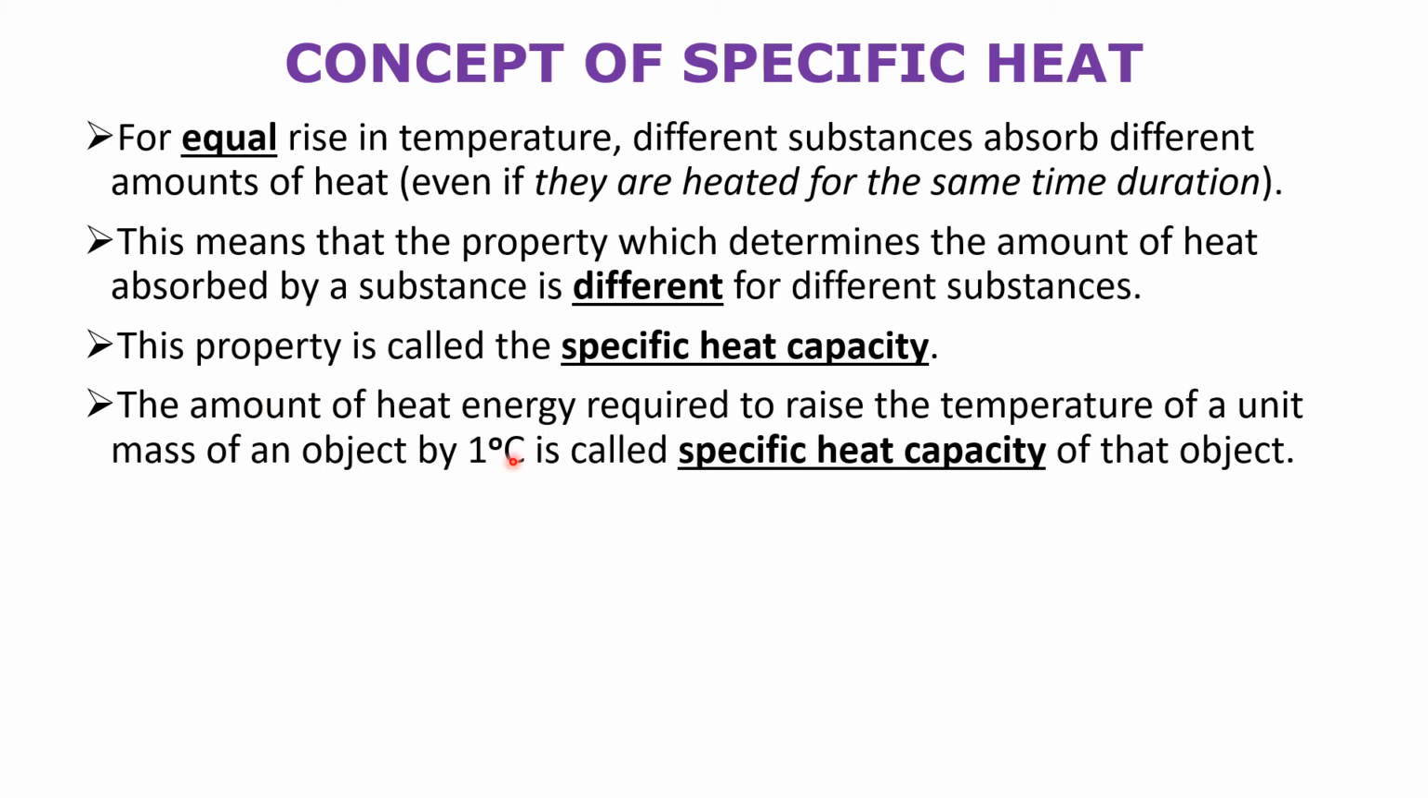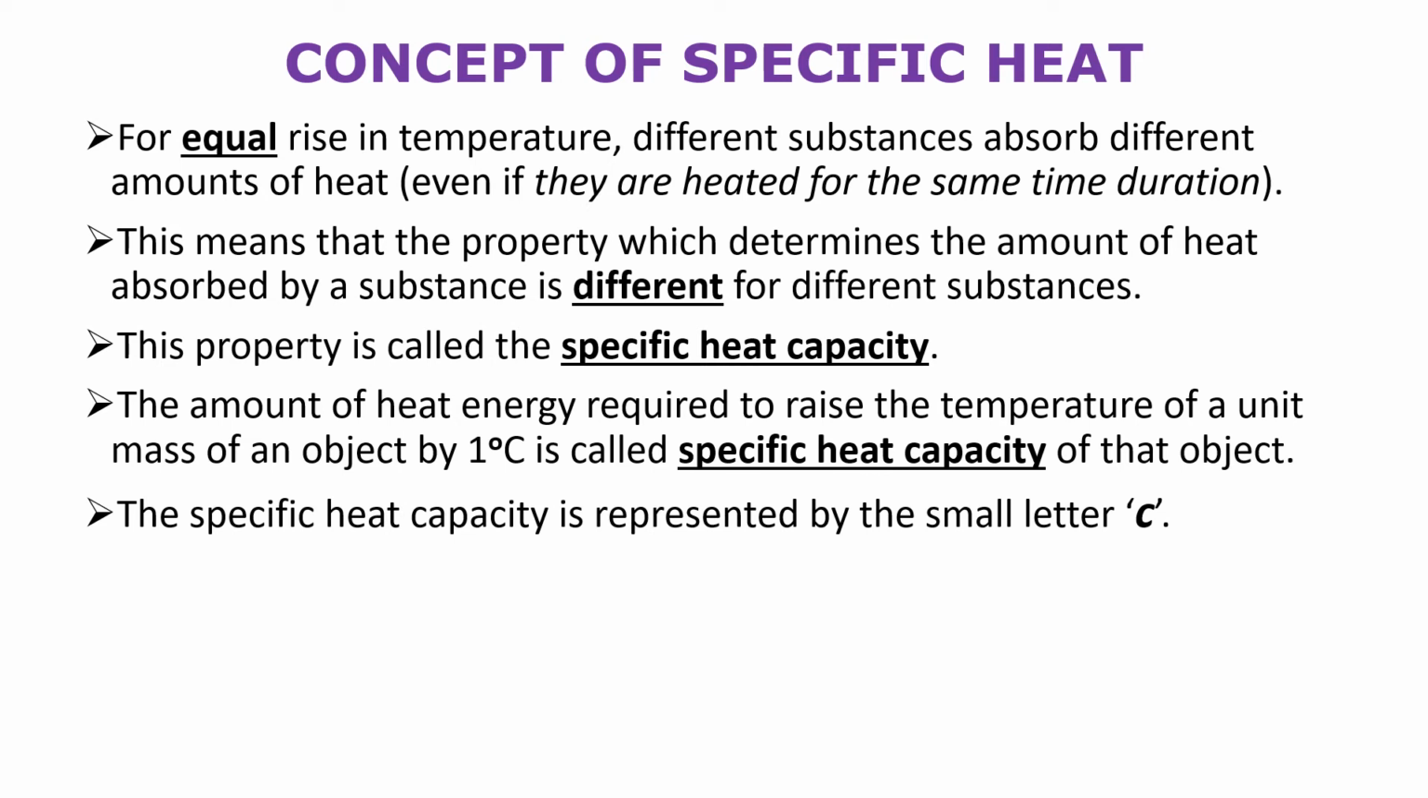The amount of heat energy required to raise the temperature of a unit mass of an object by 1 degree Celsius is called the specific heat capacity of that object. So how much energy is required to raise the temperature of a fixed mass of an object by 1 degree? If you want to raise the temperature of a unit mass of an object by 1 degree Celsius, then that amount of heat energy which is required is called specific heat capacity.